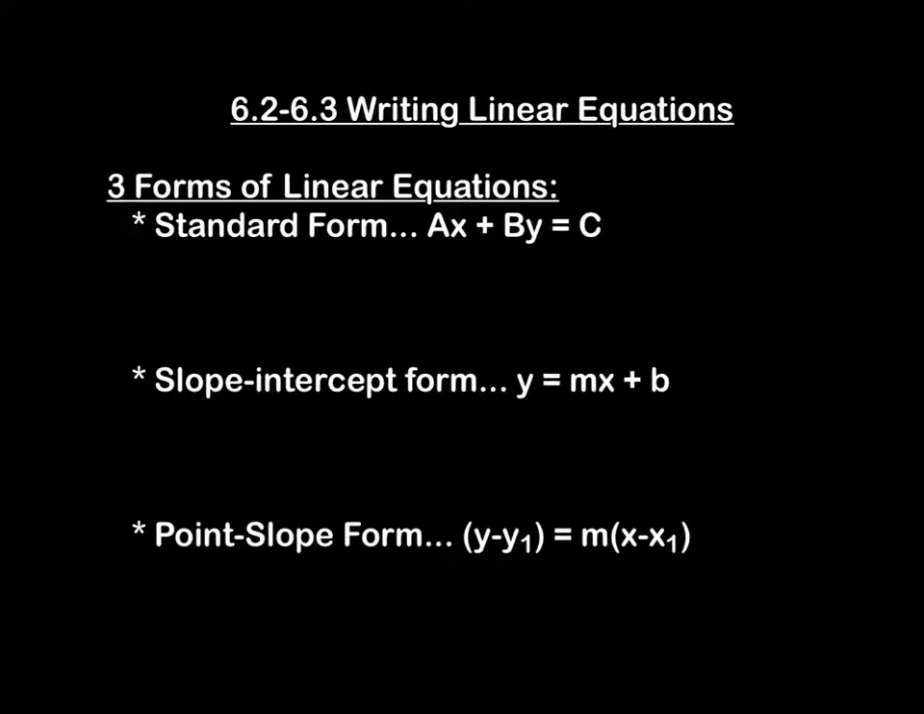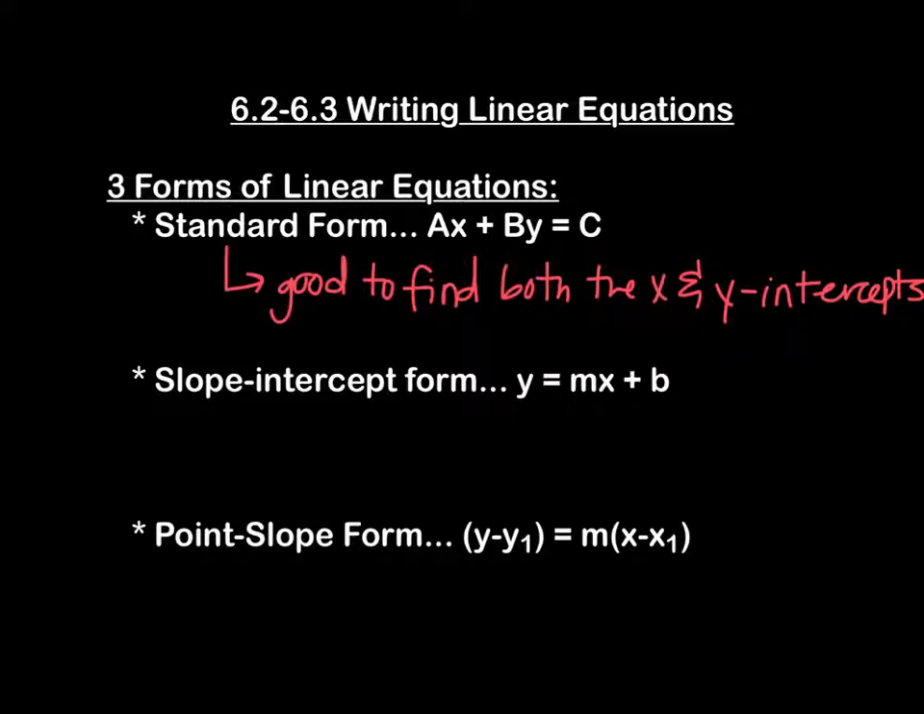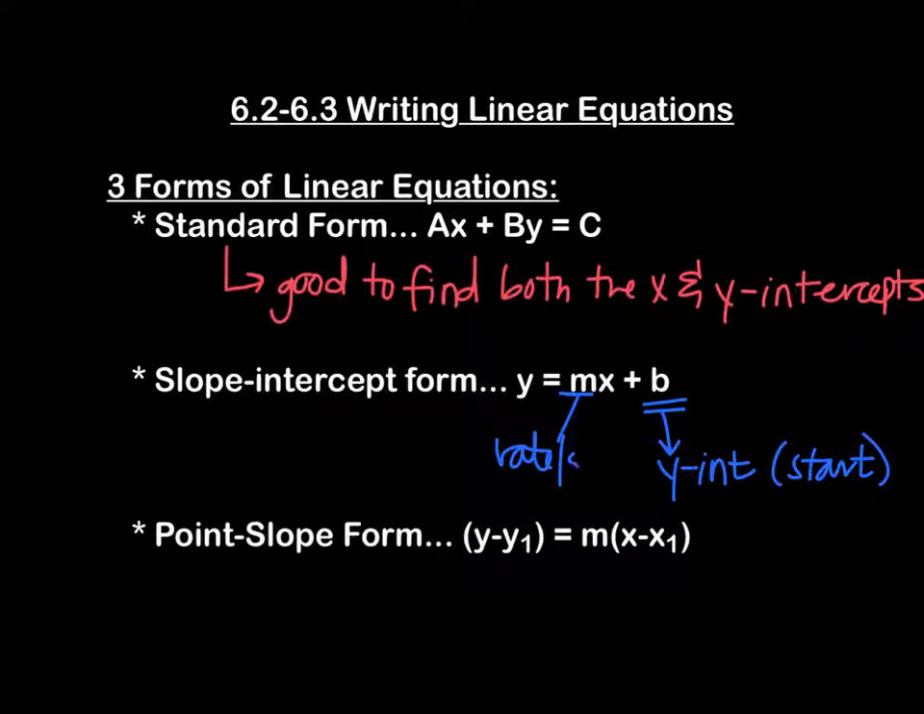So we have already learned about a few different forms so far for linear equations. So we already know about standard form, ax plus by equals c. And in general, standard form is going to be good for showing us intercepts. Slope-intercept form doesn't show us both intercepts, but it does show us the y-intercept, or our starting value. And slope-intercept form also shows us the rate or the slope of a line, and that's the m.